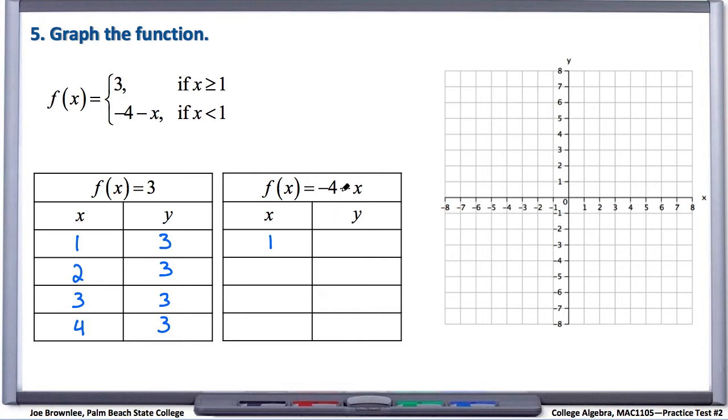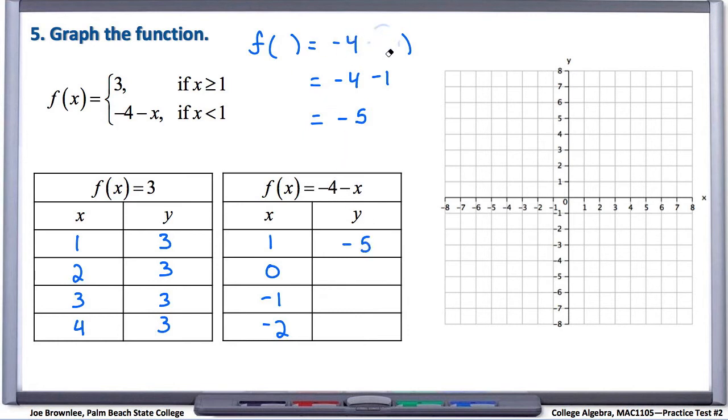If we take a look at the second xy table, we are dealing with a domain restriction for x less than 1. Some numbers less than 1 are 0, negative 1, negative 2. To find the corresponding y values for each of these x's, let's take the x value, plug it in, and find out what we get. Evaluating f of 1 equals negative 4 minus x: we distribute that minus through, negative 4 minus 1 equals negative 5. So when the x value is 1, the y value is negative 5.